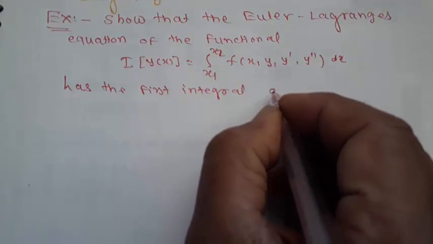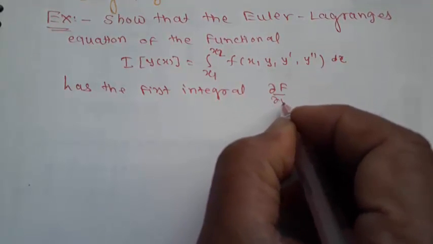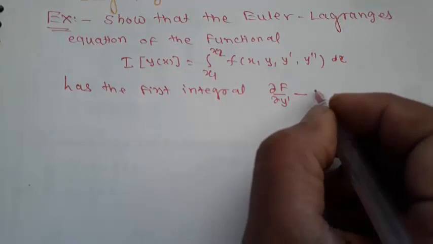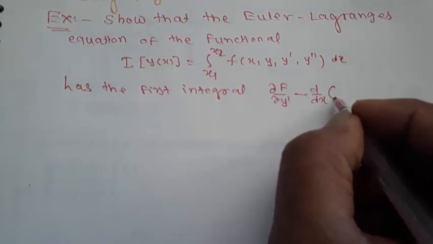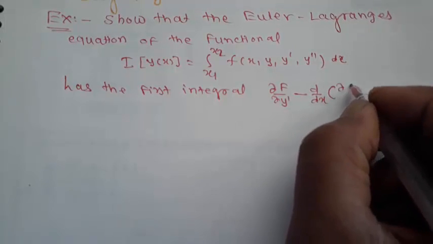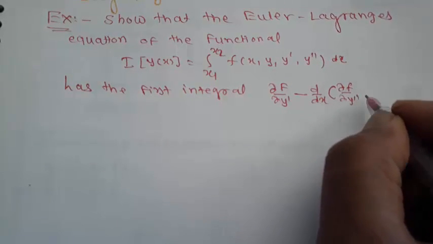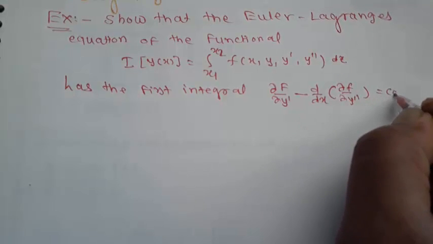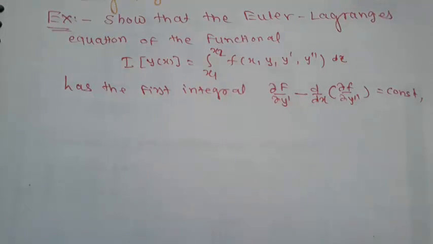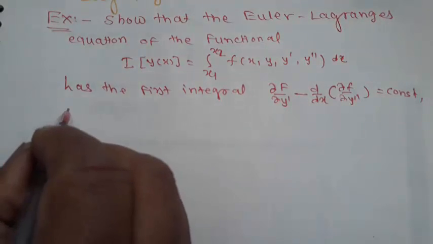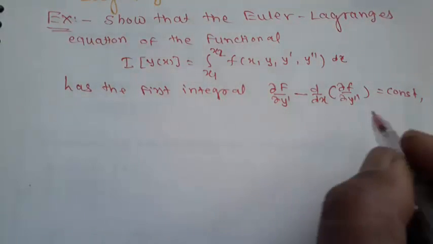dou f by dou y dash minus d by dx of dou f by dou y double dash equal to constant, if the integrand does not depend on y.